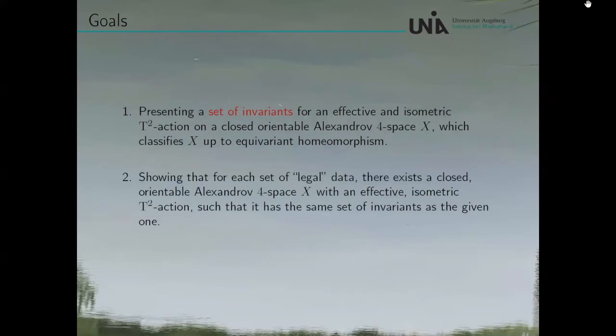And the second goal is: assume we are given a set of invariants. Can we construct an Alexandrov space in dimension 4 with an effective and isometric T2 action, such that the set of invariants that we get from the first part is isomorphic to the set that we are given? So, we show that yes, we can construct such an Alexandrov space. So these are the goals of the talk.